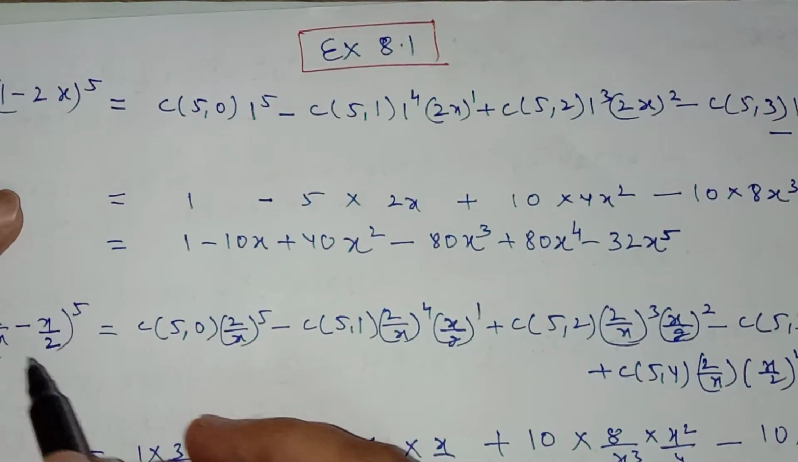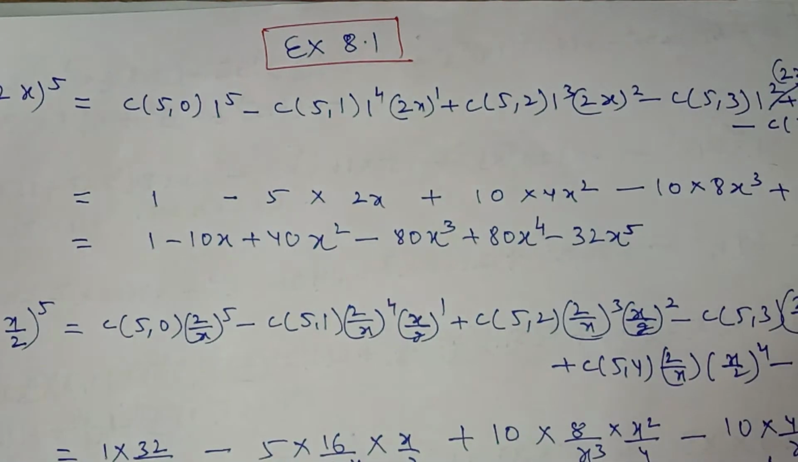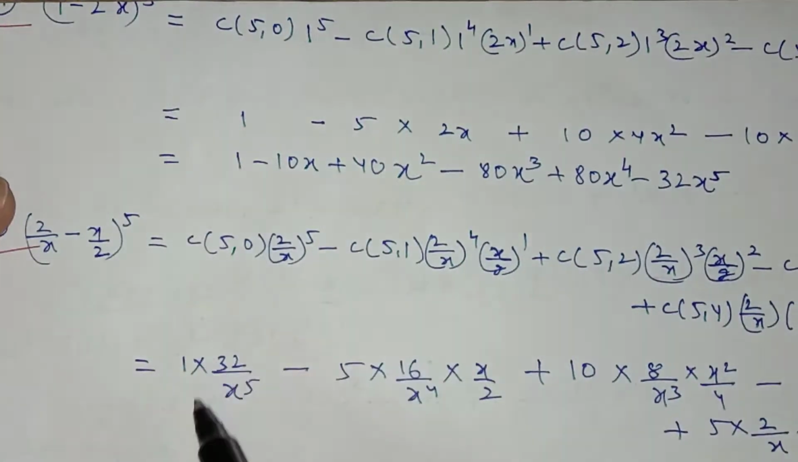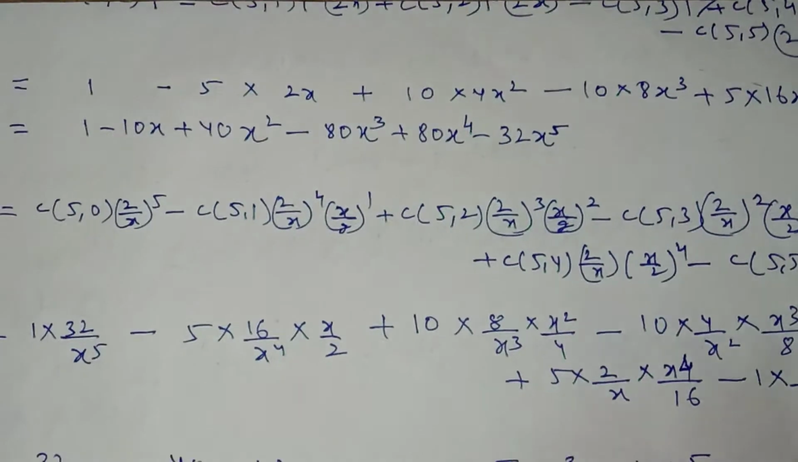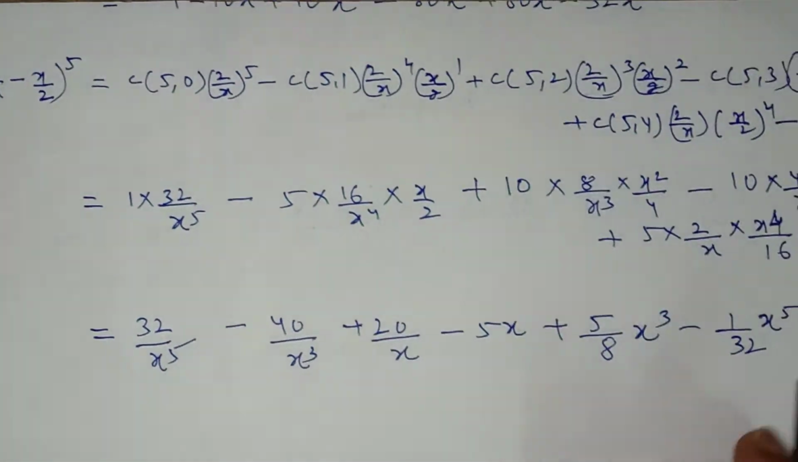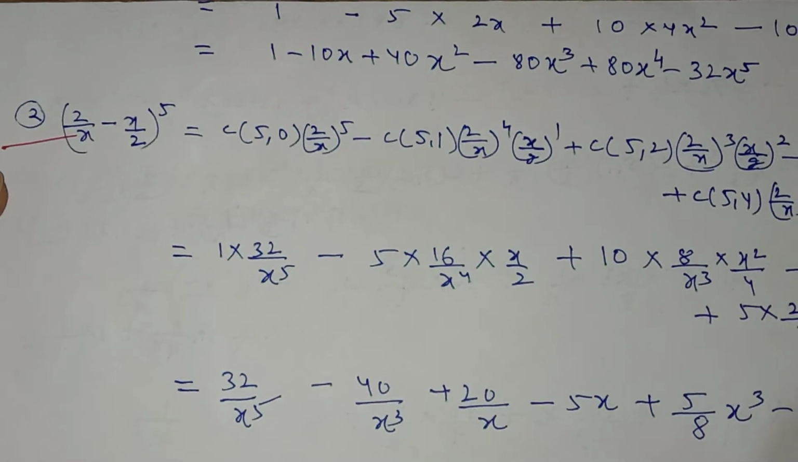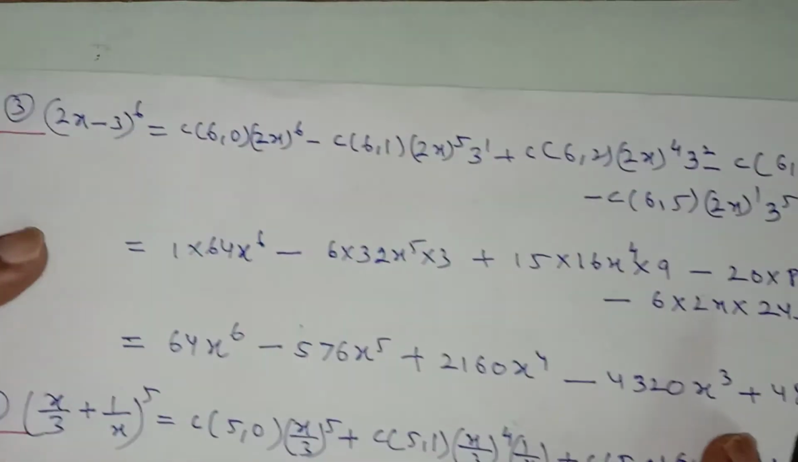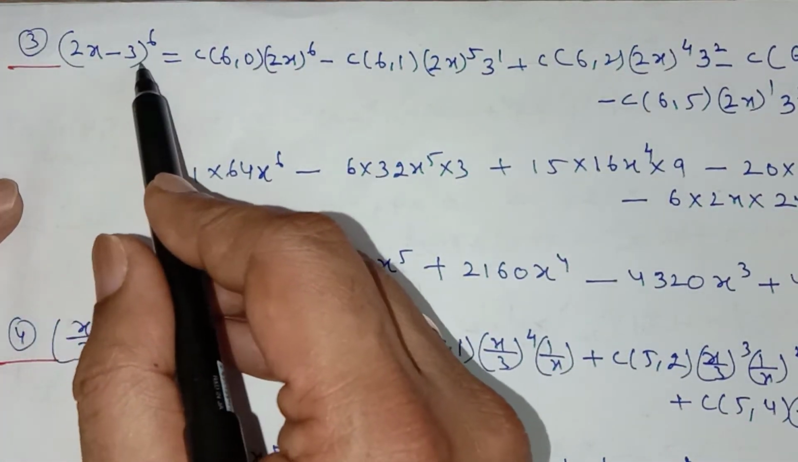If we have a negative sign here, the first term will be positive, then negative, then positive, then negative, then positive, then negative, and so on. And you know the formula for the combination expanded. Solve the powers of all these terms and you get the binomial expansion for 2 upon x minus x upon 2 raised to power 5. So this is the binomial expansion. Similarly, for question number 3, we have (2x - 3) raised to power 6.